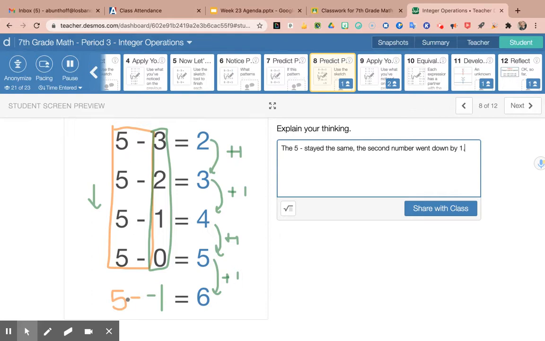So how did we pick our answer? The 5 and the subtraction stayed the same, and the second number was going down, so it had to be -1. There you go. So something like that. It doesn't have to be exactly like this. It's your thinking, so however you thought about it.